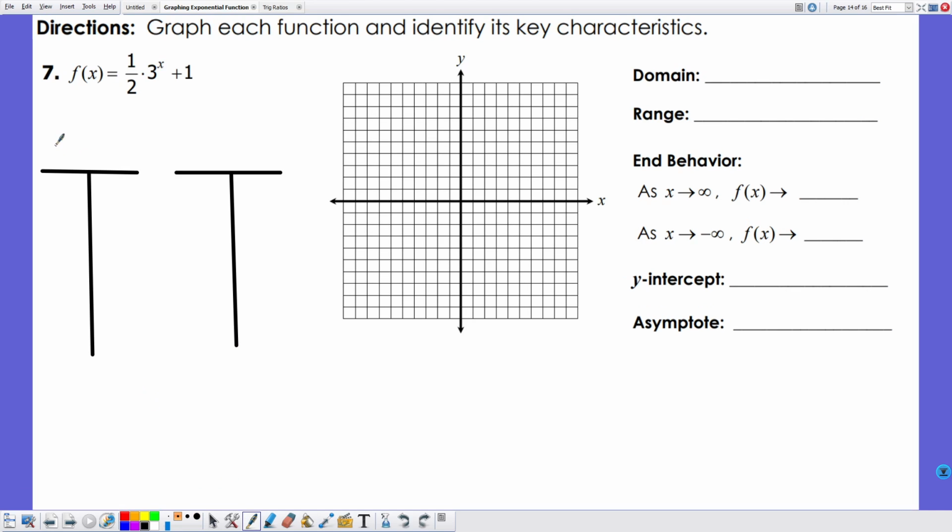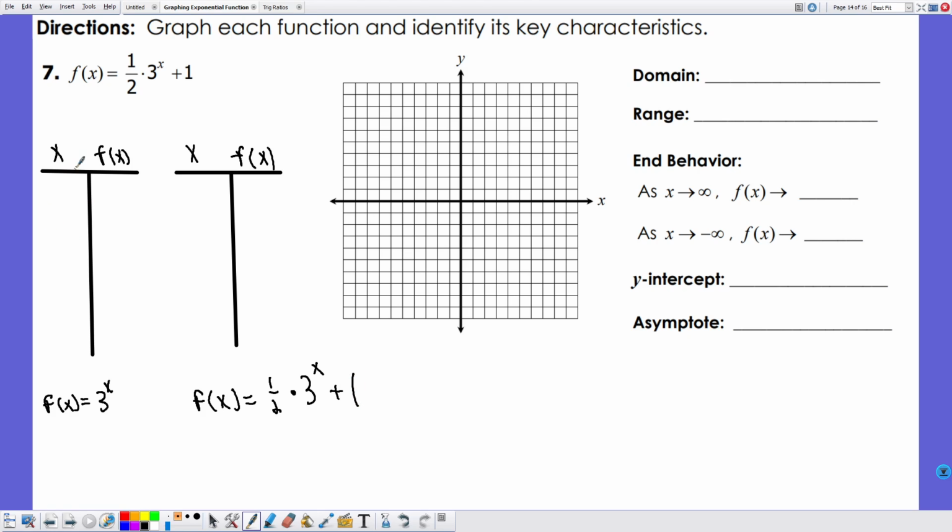I have my x's and my f of x. So same deal. On the left-hand side, I'll plot out the parent function, which is 3 to the x power. And for f of x, over here on the right, it's going to be the whole 1/2 times 3 to the x power plus 1.